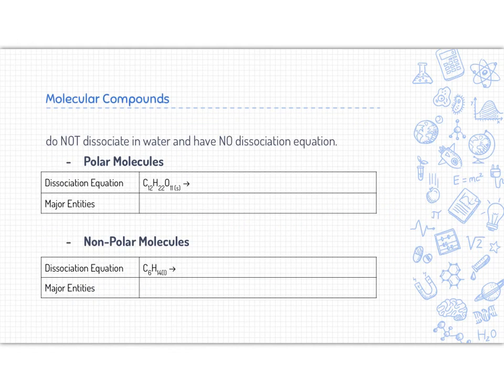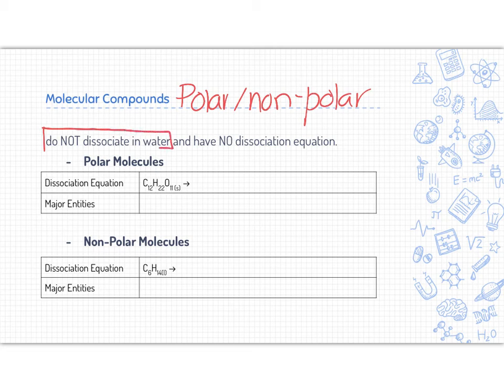Molecular compounds. To know what a molecular compound is going to do in water, you need to know if it's polar or non-polar. So go back to your bonding and decide if that compound is polar or non-polar, or by memory, up to you. What you need to know, though, is that they do not dissociate in water, and they have no dissociation equation. That makes no sense, based on the fact that I've just asked you to decide if they're polar or non-polar, but it does make a slight difference. So it doesn't matter whether they're polar or non-polar, they will have no equation.